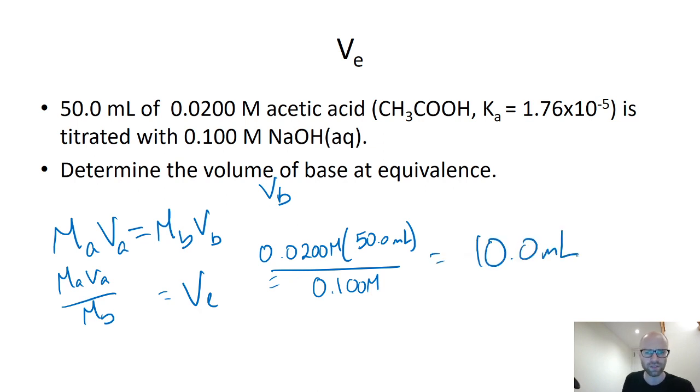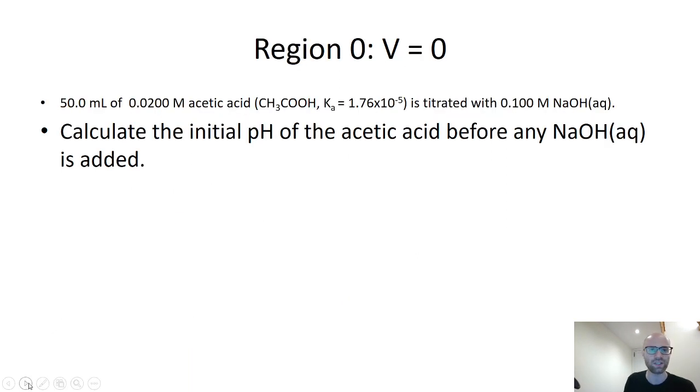This should be relatively easy to reason out in your head. Keep in mind that we're allowed to make these general qualitative assessments: if the base is 5 times as concentrated, then the volume will be 5 times smaller, so 50 to 10. That should make sense. So let's just dive right in. I'll copy over the information for each region we're looking at.